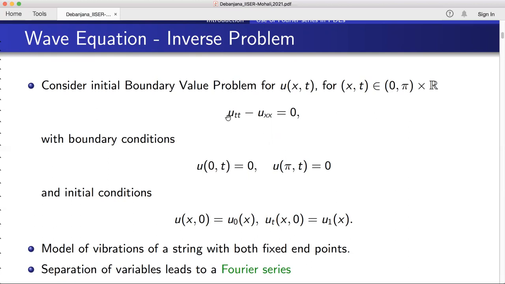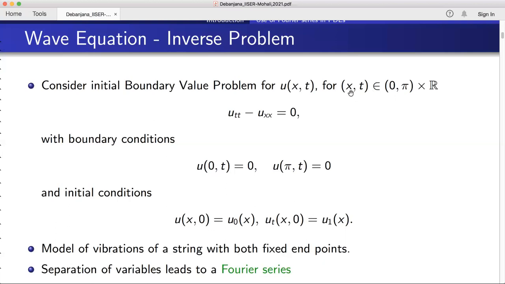As you see here, this is u_tt minus u_xx equal to 0. So this is the wave equation, and the domain for the spatial variable x is posed in 0 to 2 pi, and t is running in R. Mostly t is greater than or equal to 0, but for now it is t in the whole R.